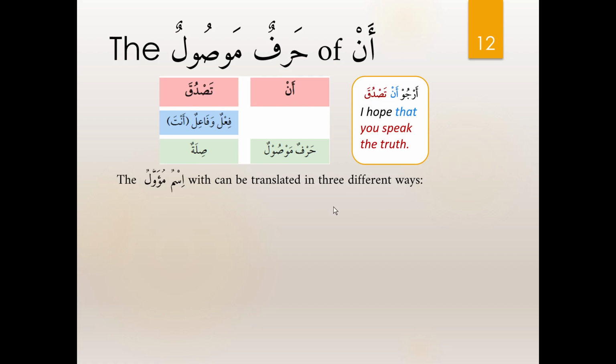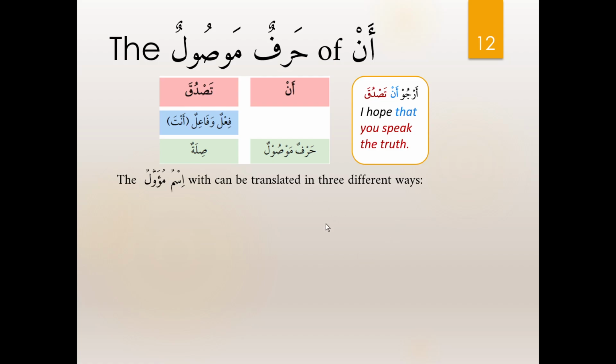What we want to show here is how we can translate this. This particular nested sentence, or ismu mu'awwal, is in a bigger sentence: I hope that you speak the truth. Or you can even say, I hope that you're speaking the truth.